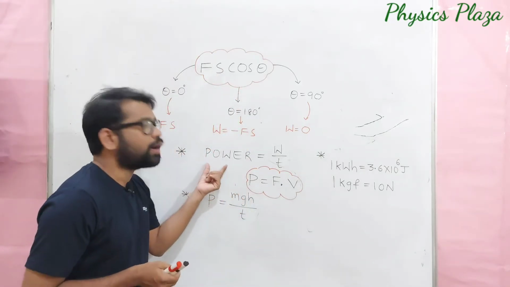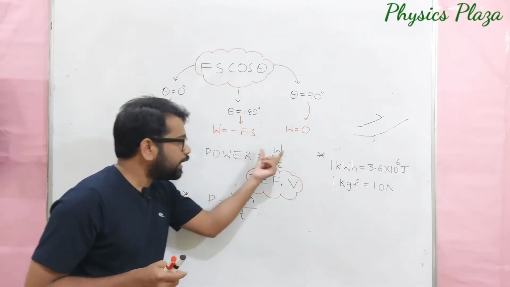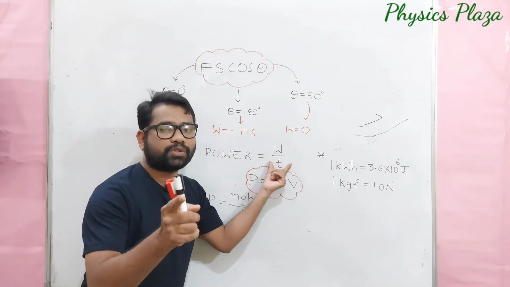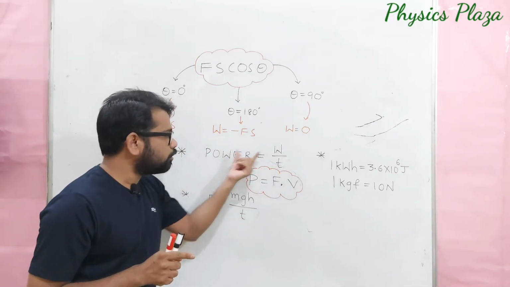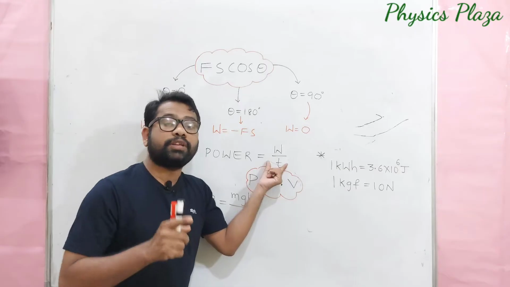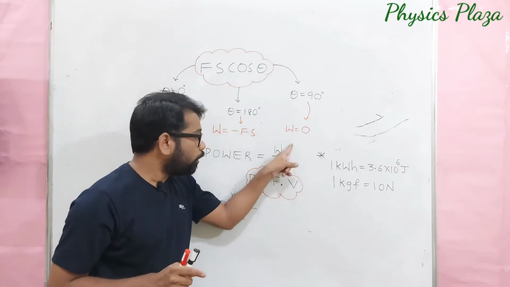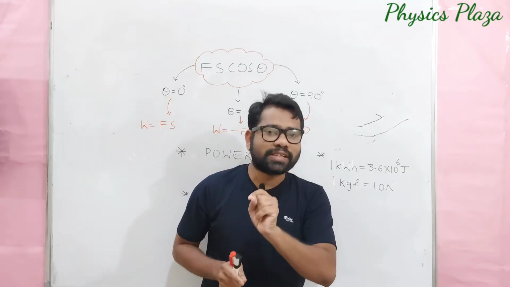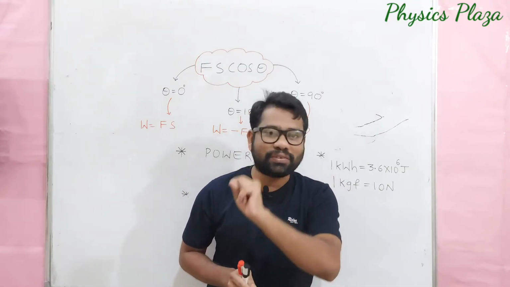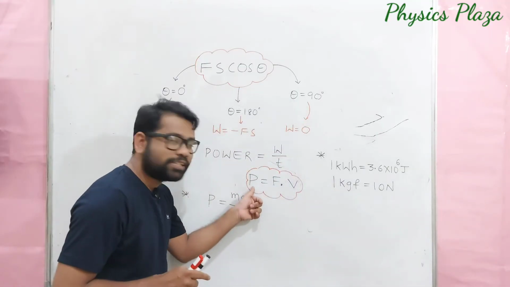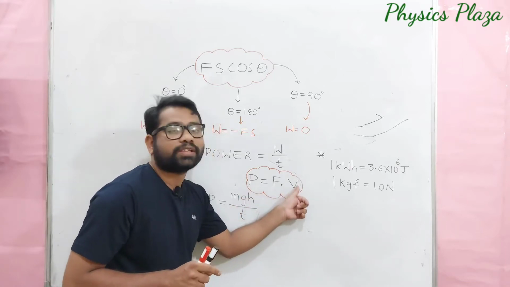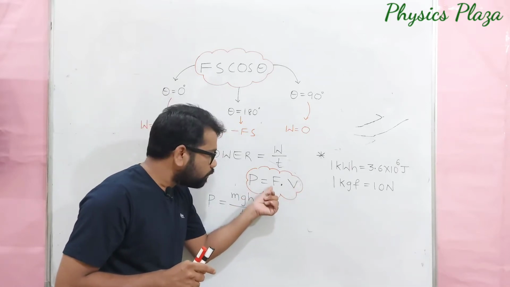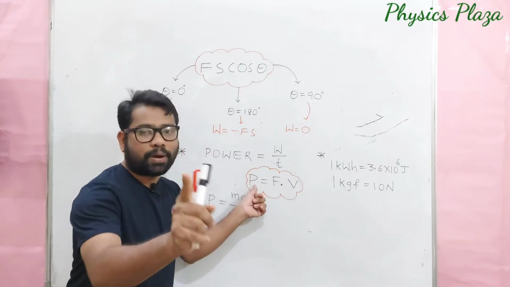Next, come to the point power. What is power? The rate of doing work is called power. So we use the formula P = W/t to calculate power when work and time are given. But sometimes force and velocity are given. If force and velocity are given, how can we calculate? There P = F · v, that is, the dot product of force and velocity will give you power.